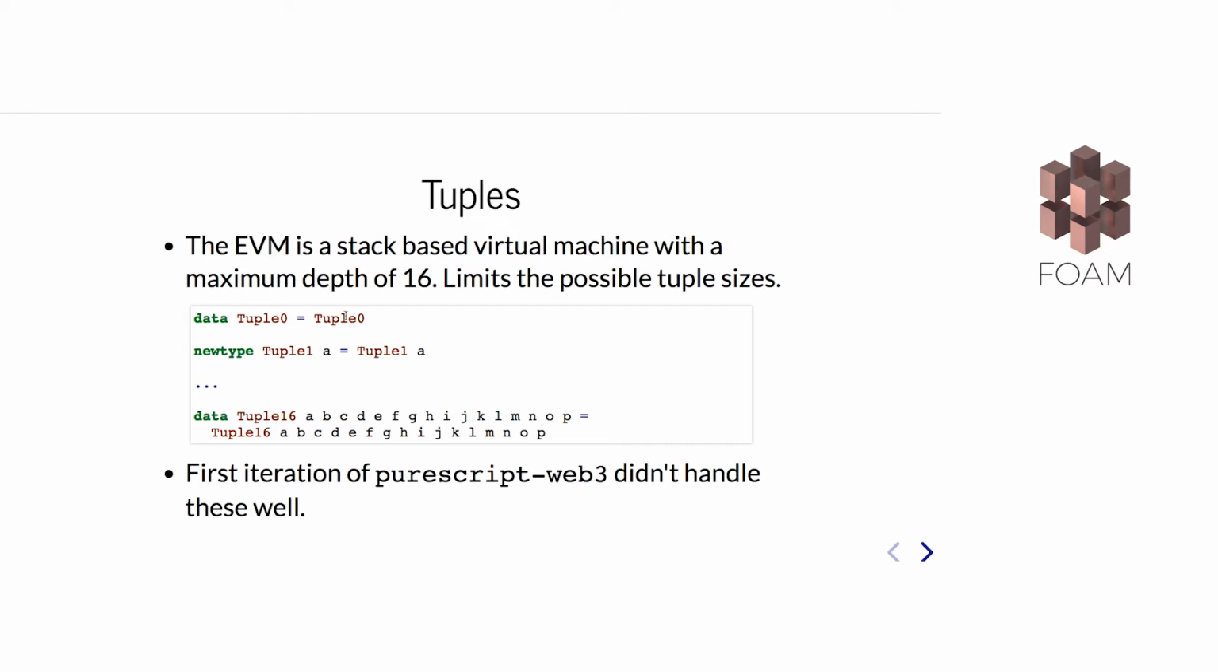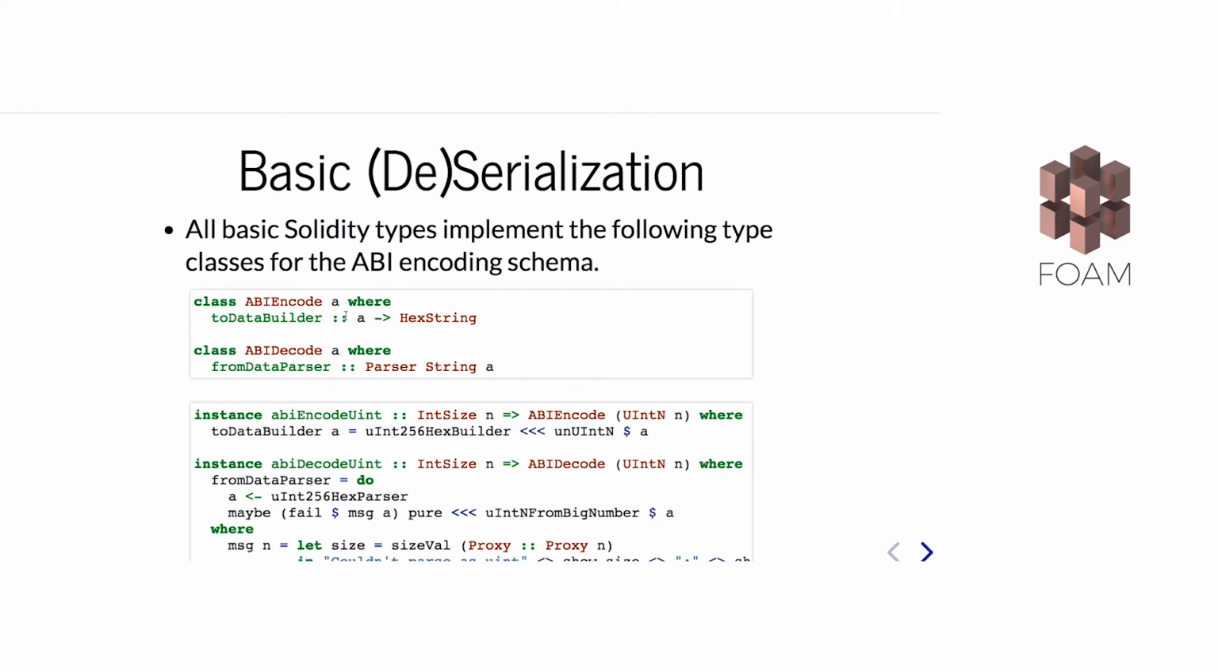The first iteration of Purescript-web3, we did these tuples really the dumbest way possible in order to get out the door. But I'm going to talk a little bit more now about how we implemented this serialization stuff, which was kind of interesting. Basically, everything that exists in Solidity or Ethereum, I kind of mean the same thing. There are certain types, and you need to transfer these types to and from a byte string using a standard encoding, which is defined in the Ethereum specification for the protocol.